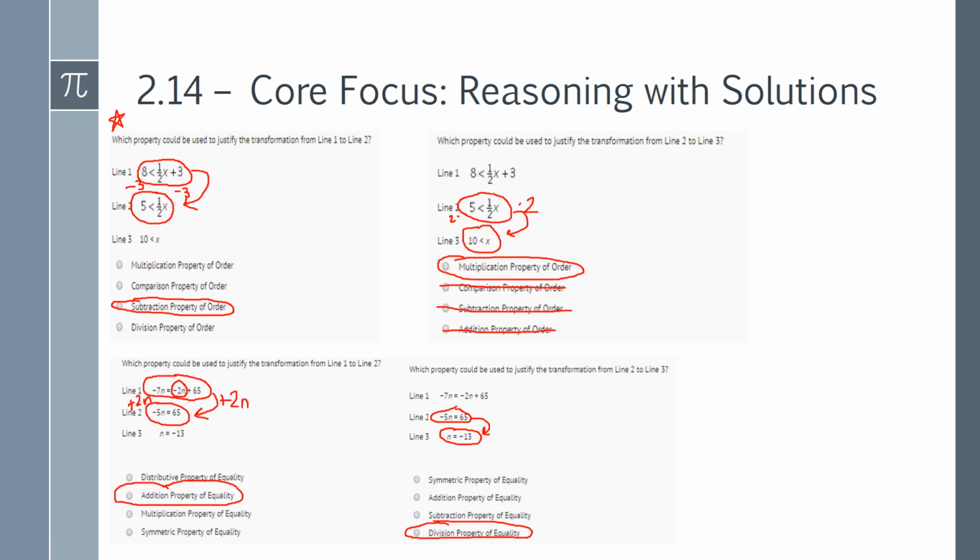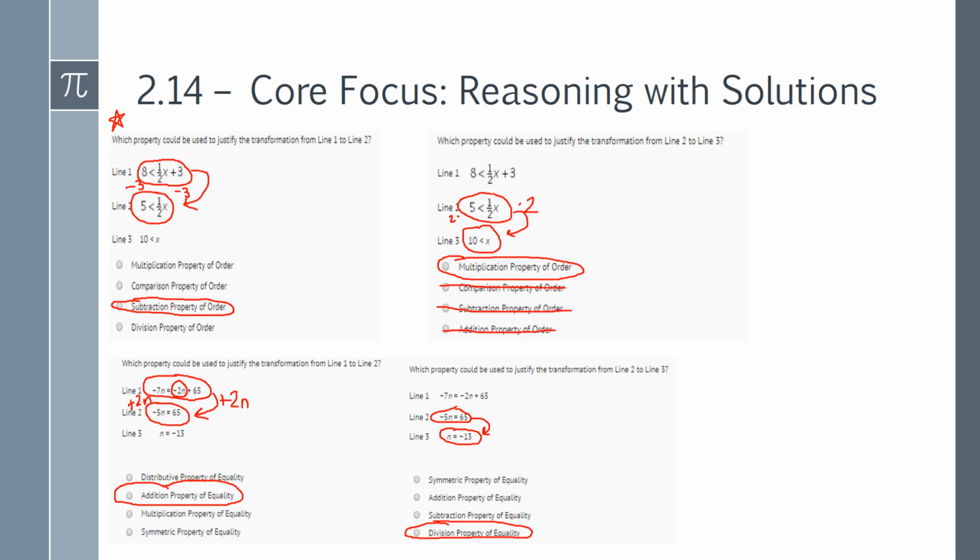So really you're asking yourself, what am I doing between each line? And then you're finding a property, a real life math property that goes along with it. Okay, so it should be one of those properties, either the associative, the distributive, the commutative, the identity. If you want, I could write these down.